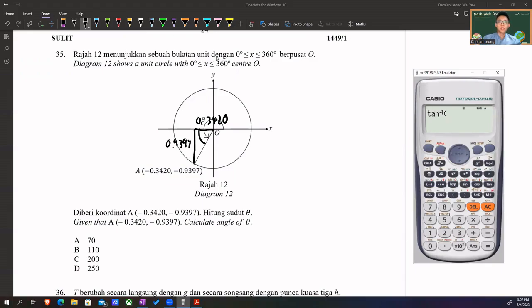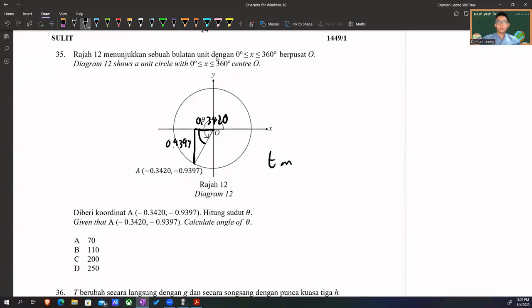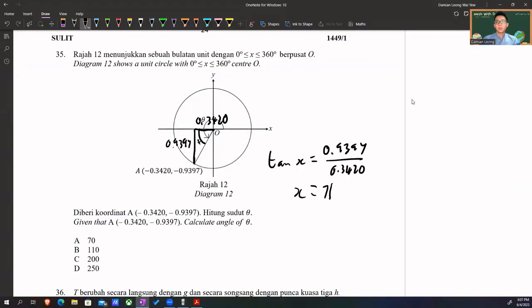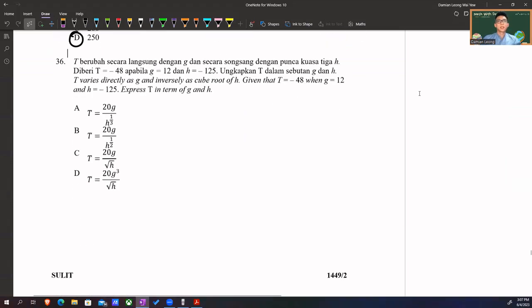So tangent inverse, because tangent x equals 0.9397 over 0.3420. To find the angle, tangent inverse of 0.9397 over 0.3420 gives 70. So this is 70 degrees. Theta is from here until here, so 180 plus 70, 250. Answer D.